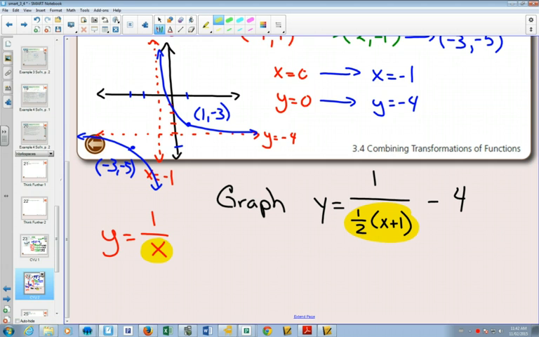Then this minus 4 is outside of the function. That's going to move it down 4. The vertical stretch, if there was one, would be in front. I'll draw it in blue here even though it's not there originally. Could be a 3 right in front.